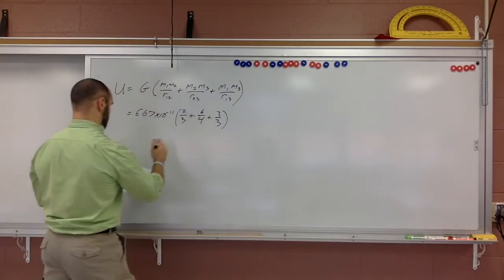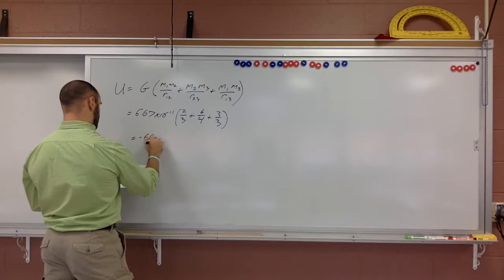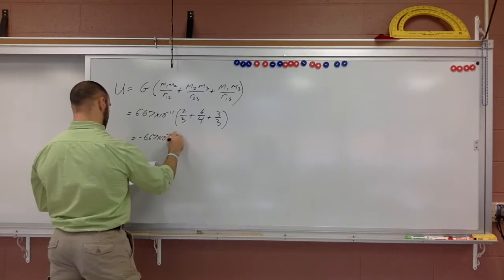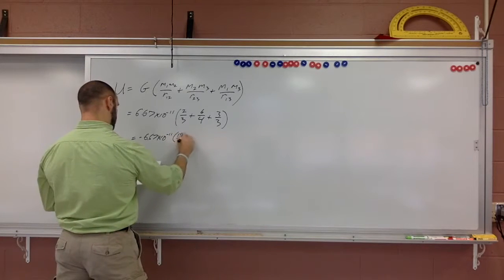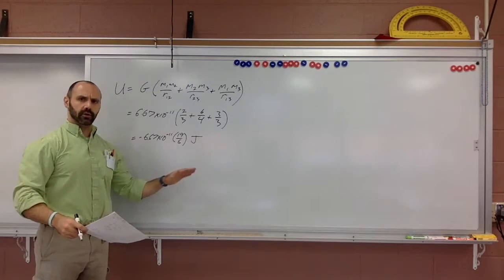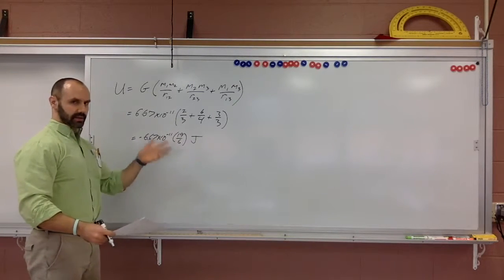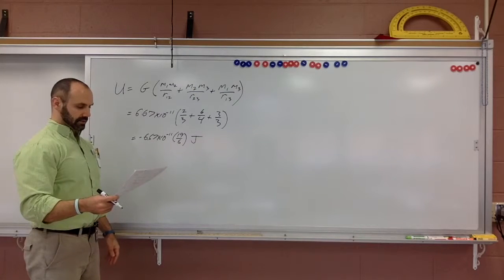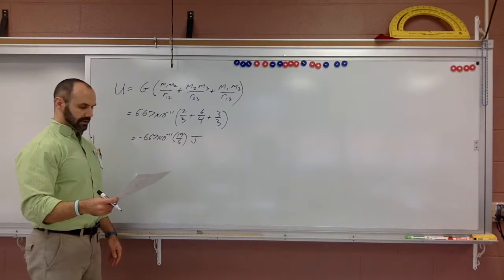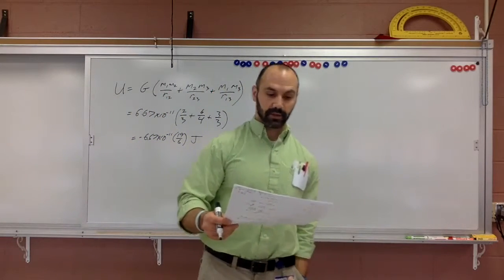And so, when you calculate all this out, it comes out to negative 6.67 times 10 to the negative 11th, 19 over 6, and then it's going to be joules. It's not calculated all the way out, but as long as you get this, you just punch that into the calculator, and that gives you the answer.